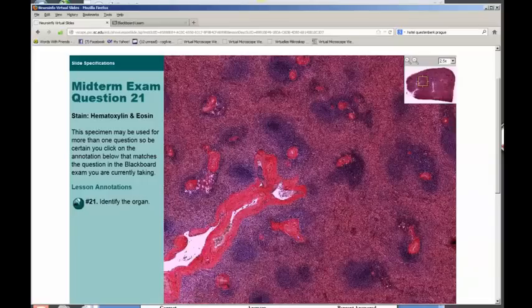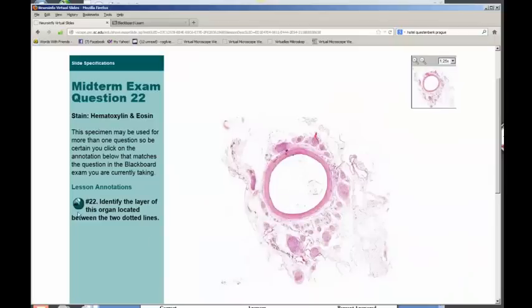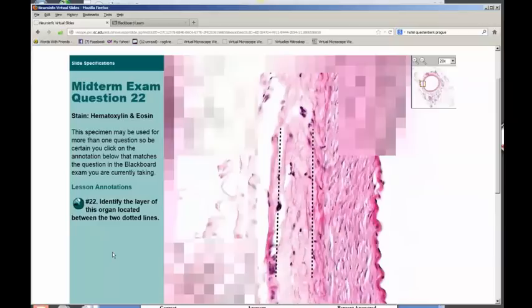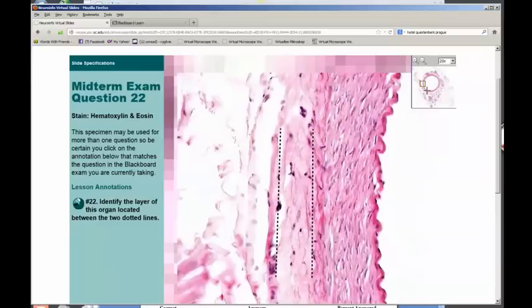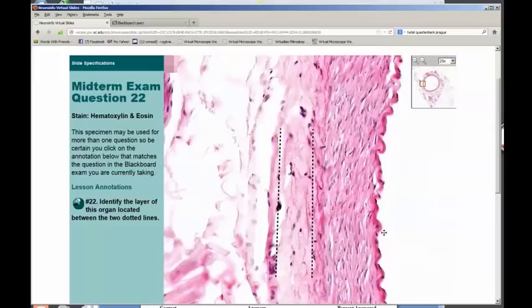Let's go on to the next question, which is question 22. Question 22 asks you to identify the layer of this organ located between the two dotted lines. If you look at this reference image, this is definitely a hollow organ with a fairly thin wall. Here is an internal elastic membrane. There's the endothelium, and this is a rather eosinophilic cytoplasm with elongated nuclei, which reminds me of smooth muscle cells. Then here you have the connective tissue on the outside. So this is the adventitia of a medium-sized, muscular, or distributing artery.